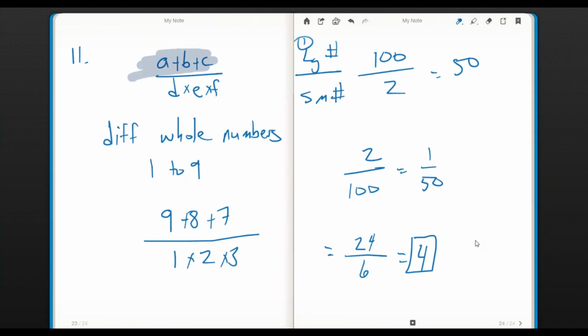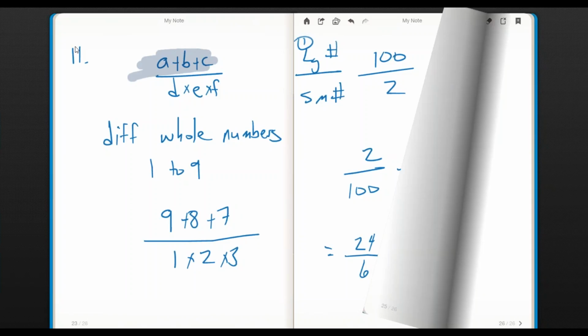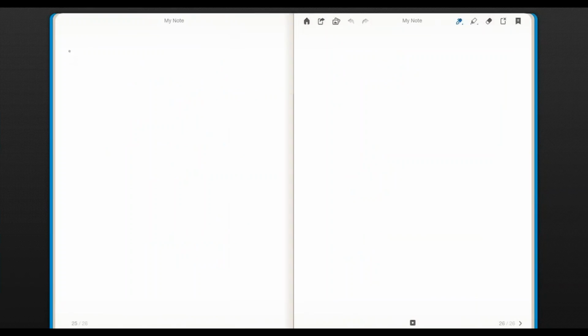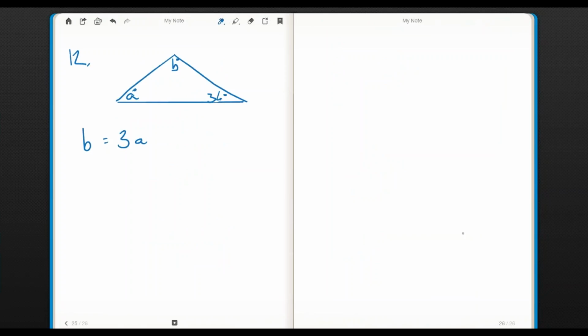All right, the last problem in this section, number 12, has a diagram. We have a triangle with angles A, B, and 36 degrees, and we're given the fact that B is equal to 3A, and we're trying to find the values of A and B.